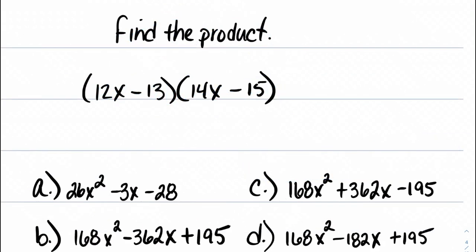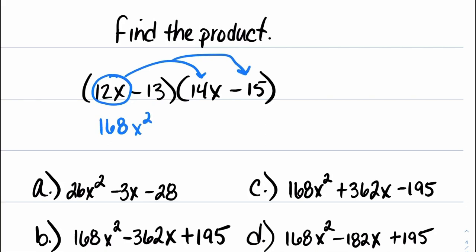In this example, we're asked to find the product again of two binomials, but you may notice this one has larger numbers, but it's the same concept that we've been working on before. To multiply, we're going to take our first term, which is a 12x, distribute it to both terms in the right polynomial. Well, 12 times 14 is 168.